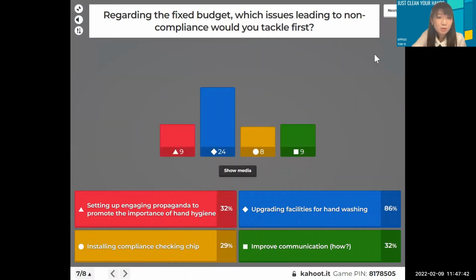Good. So it looks like more people are choosing upgrading facilities for hand washing. Is there anyone who wants to share why you chose this answer? Or if you have any other suggestions for improving that?